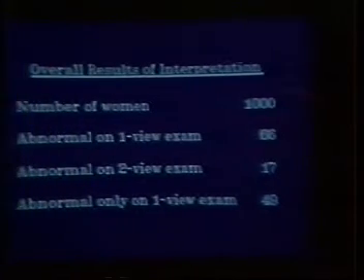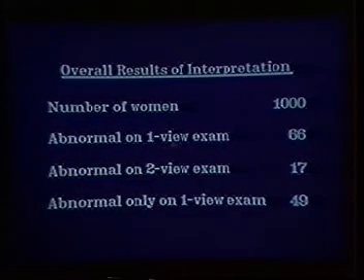And we started out with 1,000 patients. Abnormal on one-view exam, single-view exam, 66. Two-view exam, 17. We're seeing the same phenomenon that we saw initially. The one-view exam has many more abnormals, about 3.5 times as many abnormals. And here are the remainder, the women who are abnormal only on the single-view examination. These are actually the most important ones in our analysis of costs, but I'll get to that in a minute.